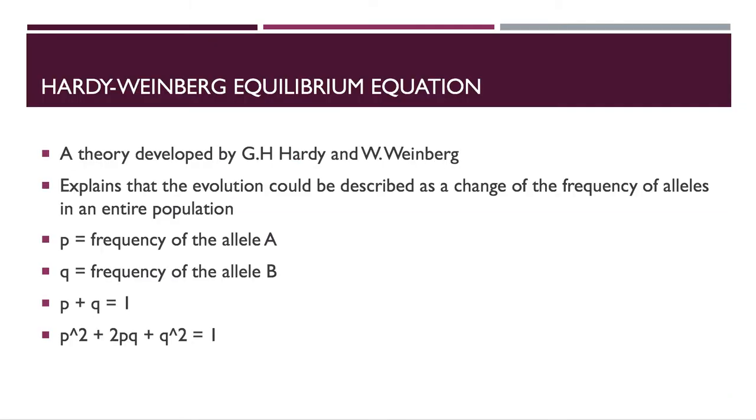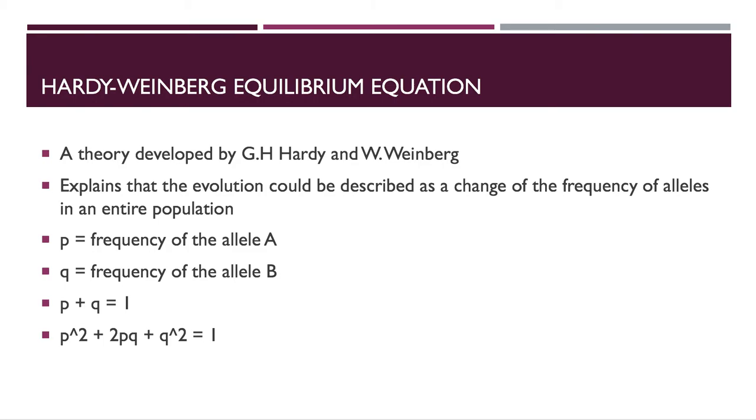The Hardy-Weinberg equilibrium equation is a theory developed by G. H. Hardy and W. Weinberg. It explains that evolution could be described as a change of the frequency of alleles in an entire population. P refers to the frequency of the first allele, or allele A, and Q refers to the frequency of the second allele, or allele B.